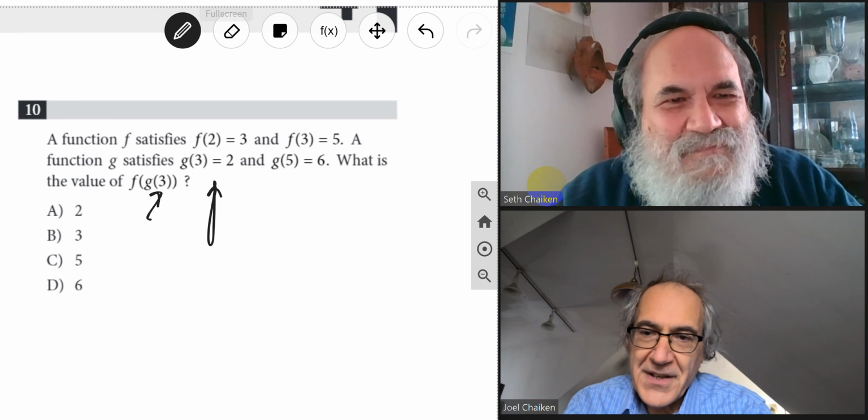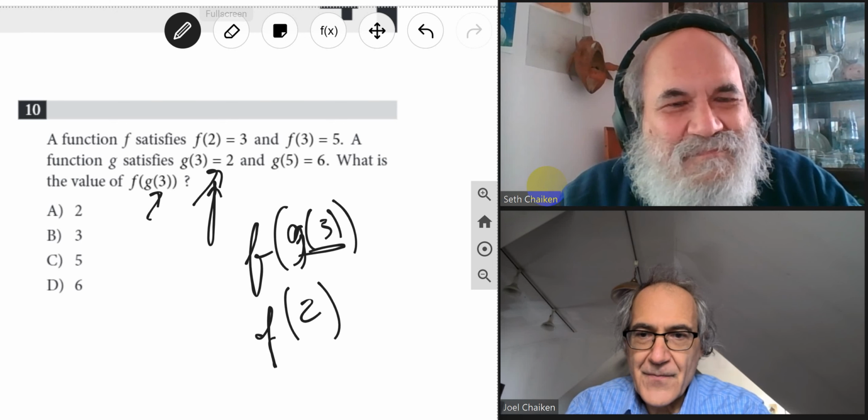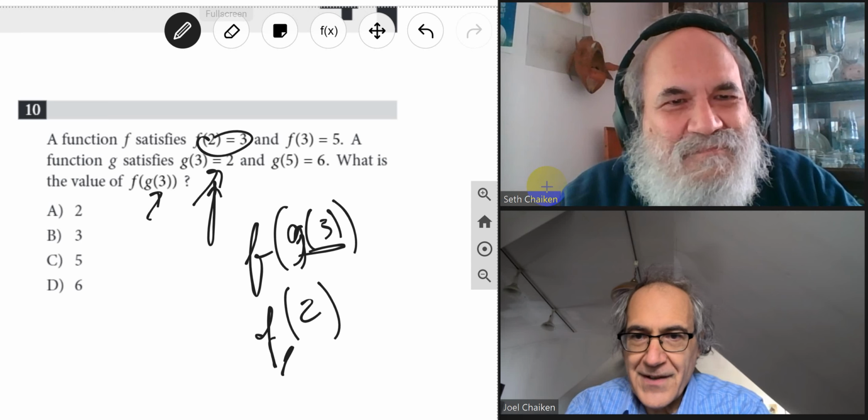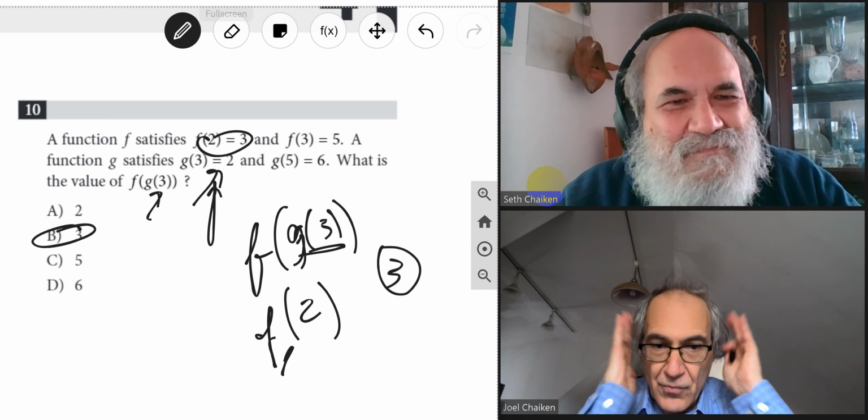So, it's f of g of 3. Okay, don't think. What is g of 3? Oh, they tell you g of 3 is 2. So that's f of 2. Okay, what's f of 2? Oh, f of 2 is 3. Done. No thinking. Just apply the rule blindly.